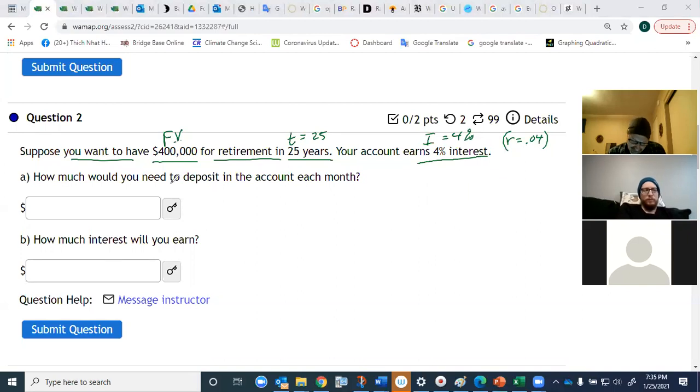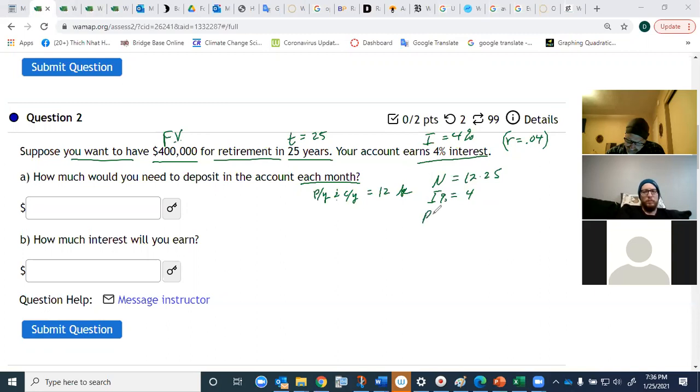It says, how much do you need to deposit in the account each month? That means you're going to do payments per year, and compoundings per year is going to be 12. So that's K. K is equal to 12. So remember that N is equal to 12 times 25. And then it gives you interest is going to equal 4, because that assumes a percent.